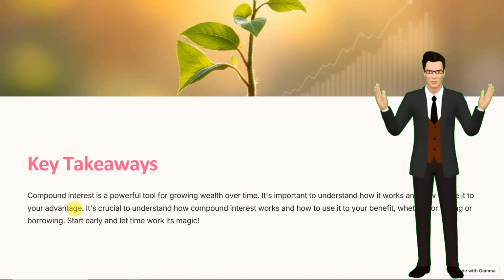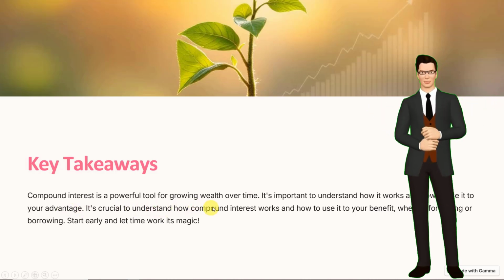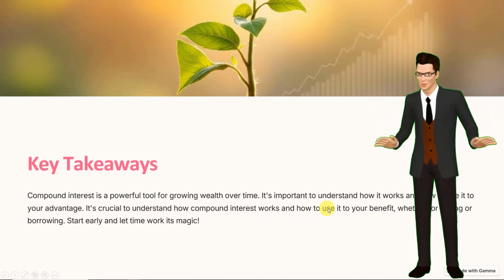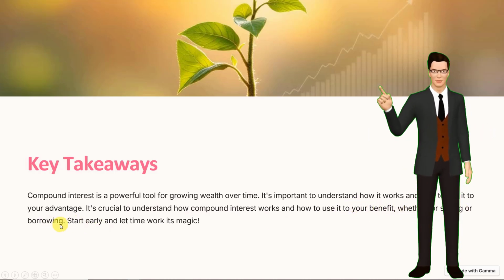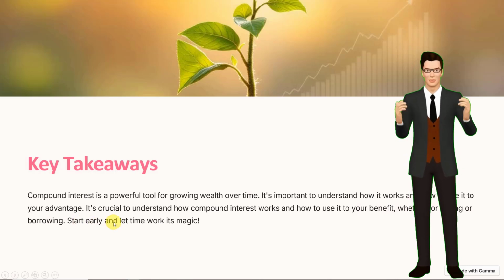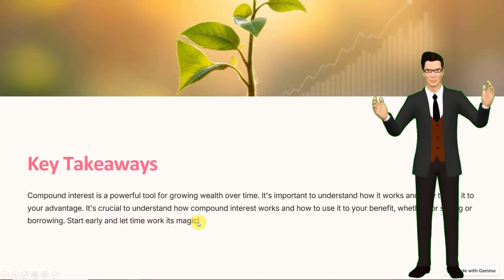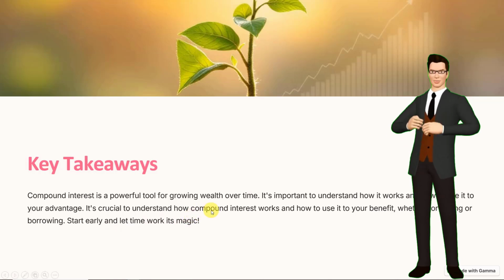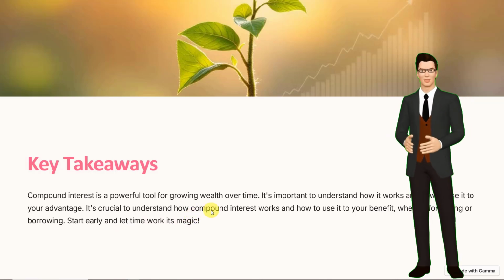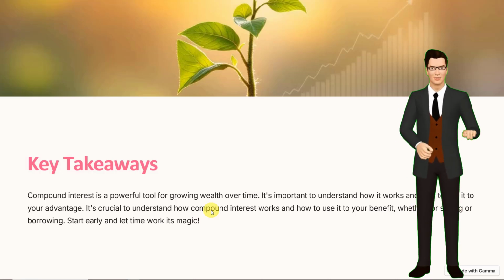It's crucial to understand how compound interest works and how to use it to your benefit, whether for saving or borrowing. Start early and let time work its magic. Guys, this here is so true. Please make sure you understand it, and you can make compounding work in your favor, because if you can do that, believe me, you will never look back again in your life.